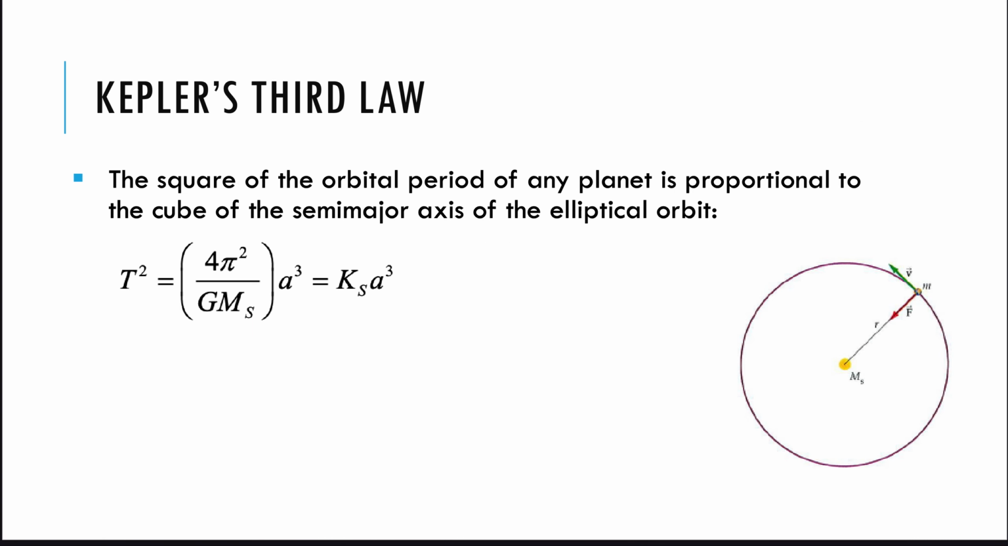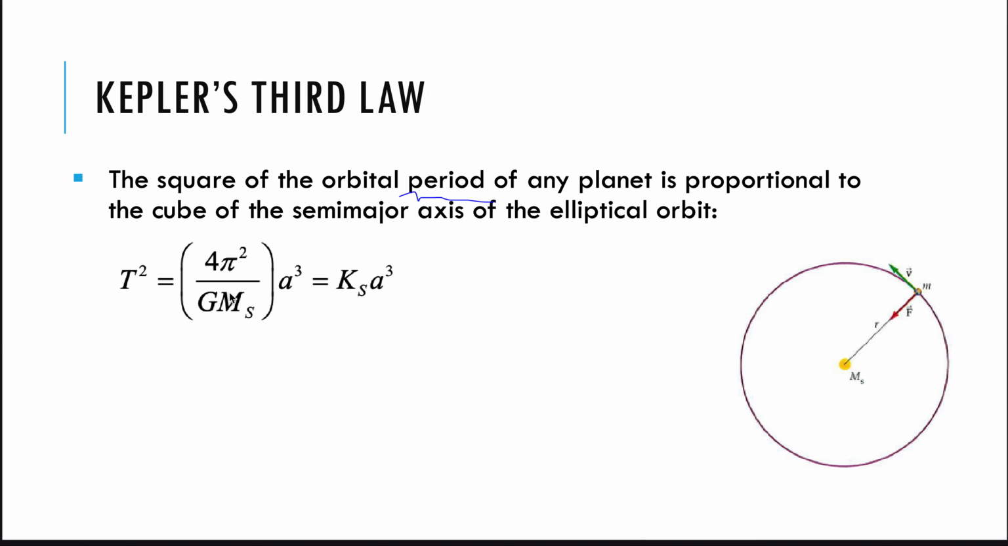Let's look at Kepler's third law. It says that the square of the orbital period of any planet, remember the period is how long it takes to go around the Sun or whatever it's orbiting, is proportional to the cube of the semi-major axis of the elliptical orbit.